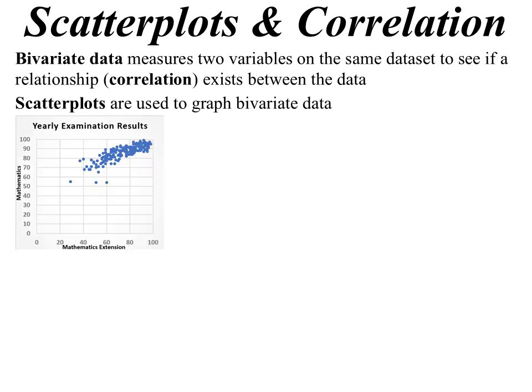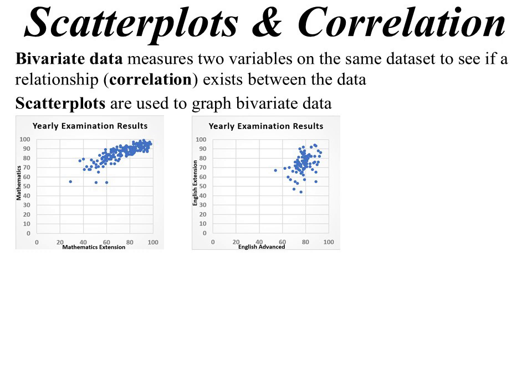Here, this is actual data that I pulled from, I can't remember what year it was, Year 11 yearly exams. The relationship between what a student scored in their maths exam, so the 2-unit one, and their extension one, and there were all the results. There's the scatter. Then I did the same for English and English extension.